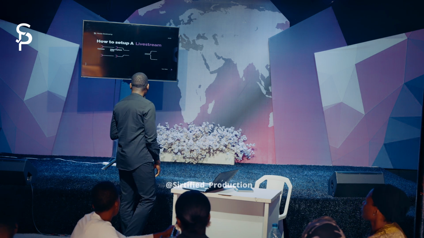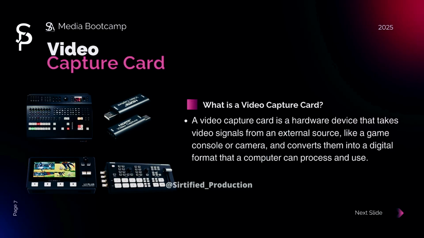The next thing we'll be looking at now is a video capture card. What's a video capture card? A video capture card is a hardware device that takes video signals from an external source, like a game console or camera, and converts them into a digital format that a computer can process and use. In simple terms, a video capture card is what converts your camera signal from analog to digital, that your laptop can now read.